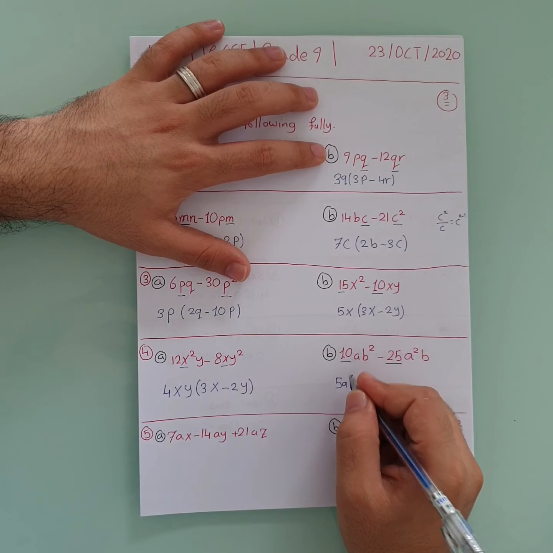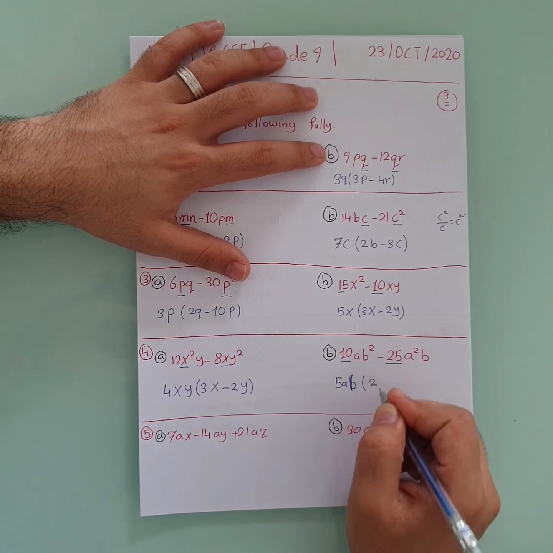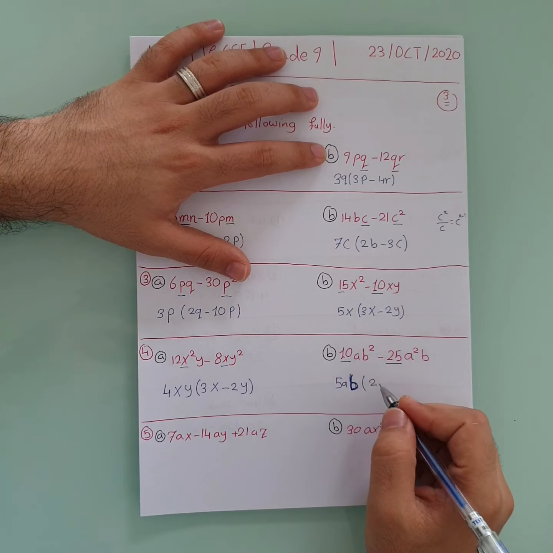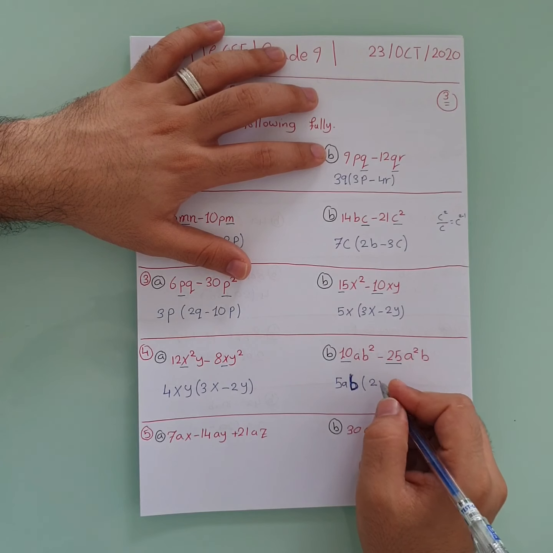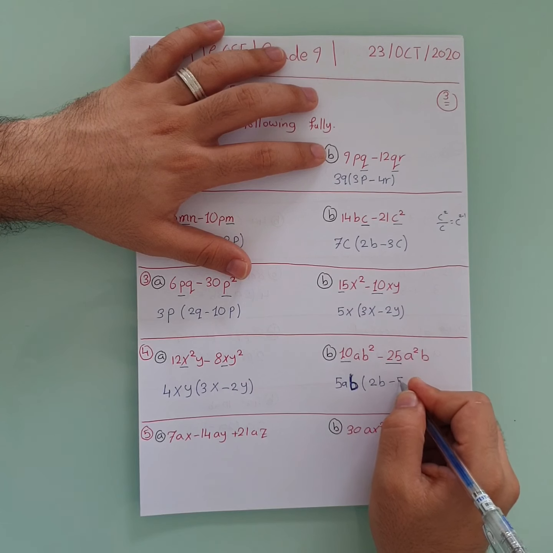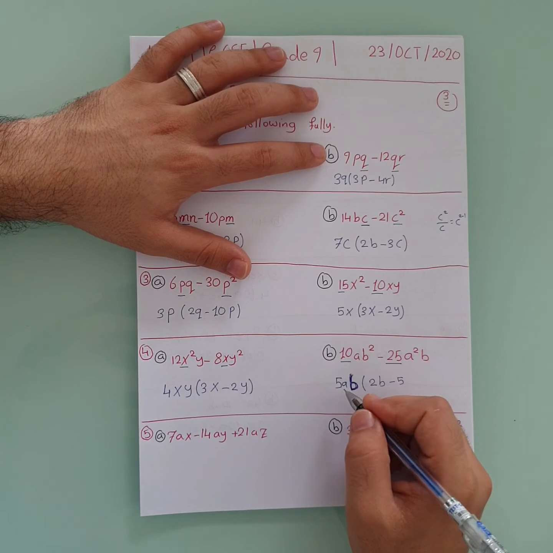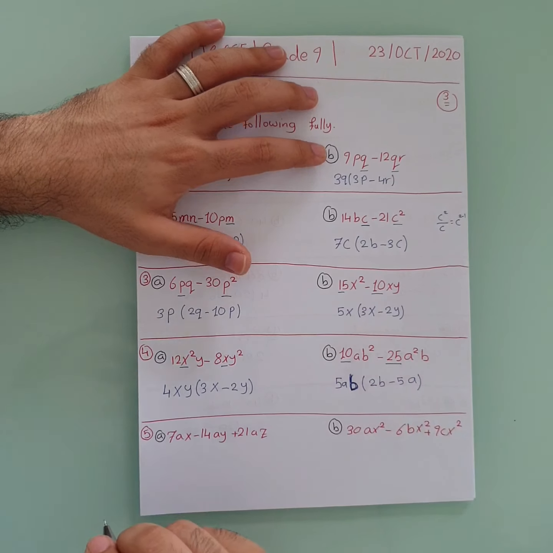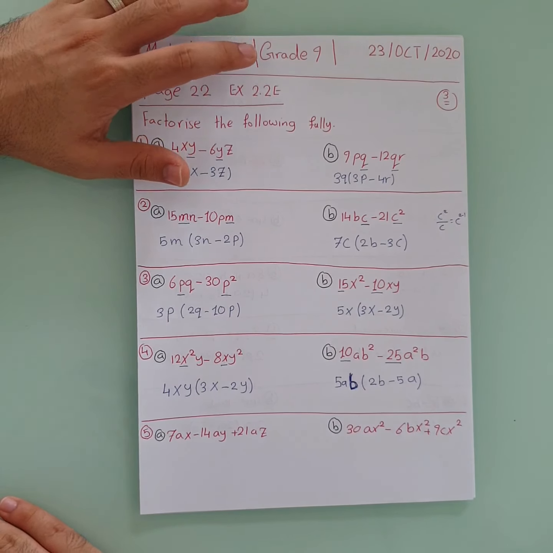Open the bracket. 10 divided by 5 is 2. A divided by a is gone. This is b. B to the power of 2 divided by b is b. Minus 25 divided by 5 is 5. A to the power of 2 divided by a is only a. B divided by b, gone. So that's going to be my answer.